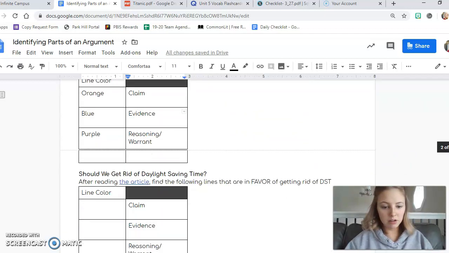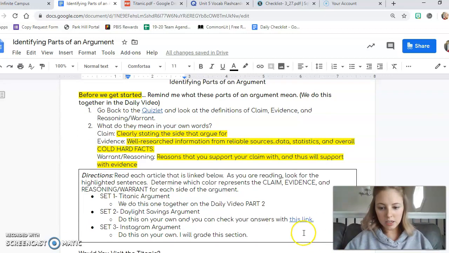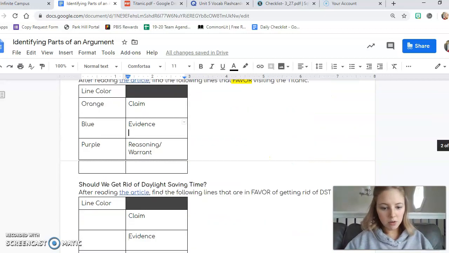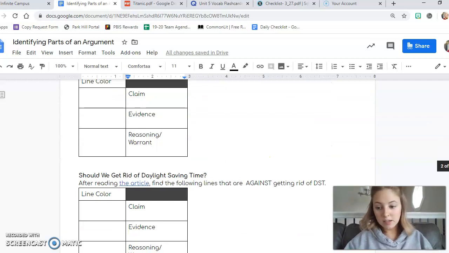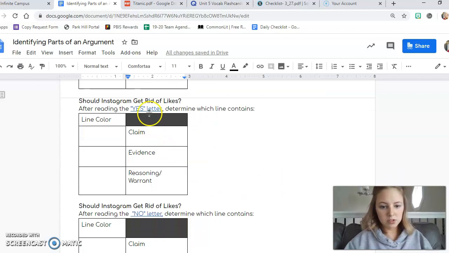So your next argument that you're going to take a look at, and you have the opportunity to check it, the link to check it is right here. That one is about, should we get rid of daylight savings time? And then the one that you are going to do on your own actually has two separate docs. So unlike 1 and 2, which were the same document and talked about the pro and con side in both, this actually has a separate letter for the pro side and a separate letter for the no side. So take a look at this one, do it on your own without checking, and I will grade that one.